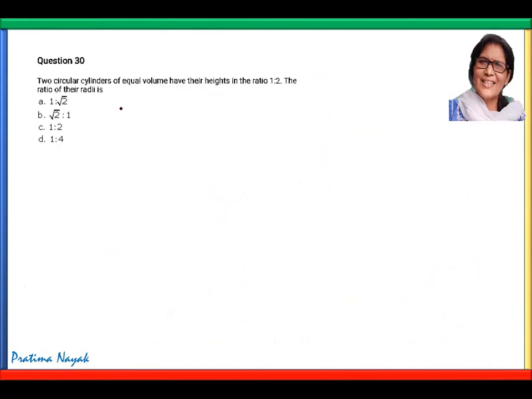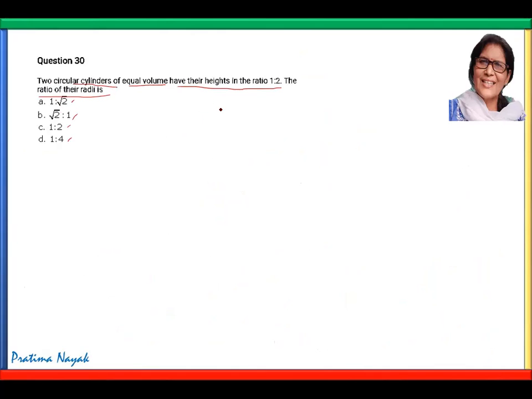Question number 30. Two circular cylinders of equal volume have their heights in the ratio 1 is to 2. The ratio of their radii is: 1 is to root 2, root 2 is to 1, 1 is to 2, 1 is to 4.